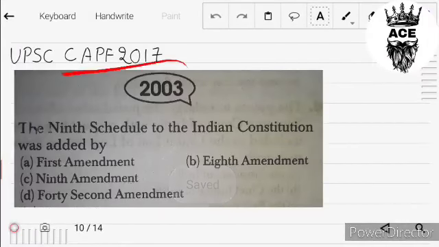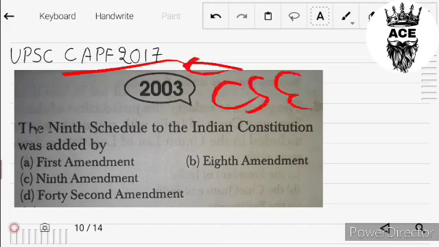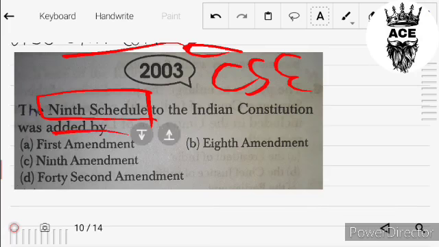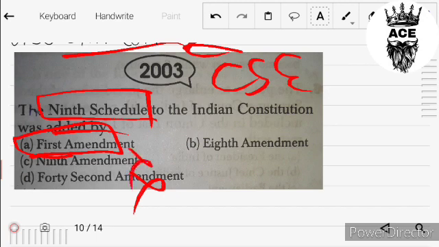Then this question was asked in the CAPF examination 2017, and it was also asked in the CSE 2003. So you will see the repetition of UPSC questions from different examinations. The question is about the ninth schedule, which I have discussed in the previous MCQ also. This is what it was added by: which amendment? Very simple, the first amendment. And you will see that none of the other amendments has added any of the schedules. So it is very clear that the first amendment would be the correct one.